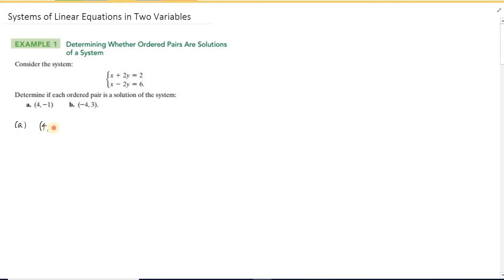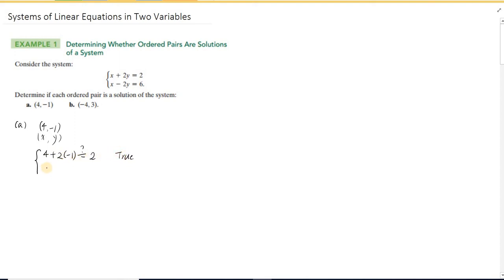For this type of question, it's really straightforward, because we know this is your x and this is your y. All you have to do is just plug it in. So x is 4, right? 4 plus 2 times -1. So you're going to check, is it going to give you 2? If you look at this, that will be 4 plus -2, which means this is true.